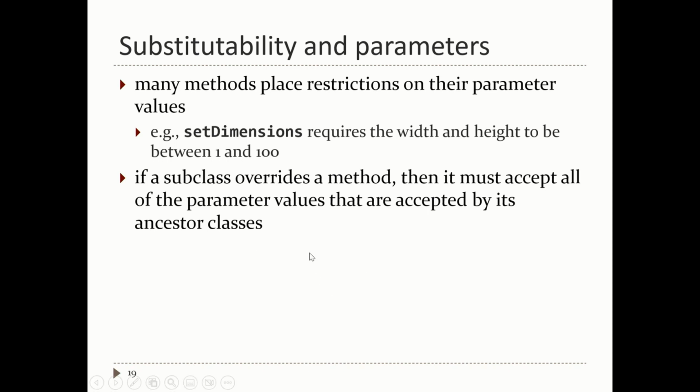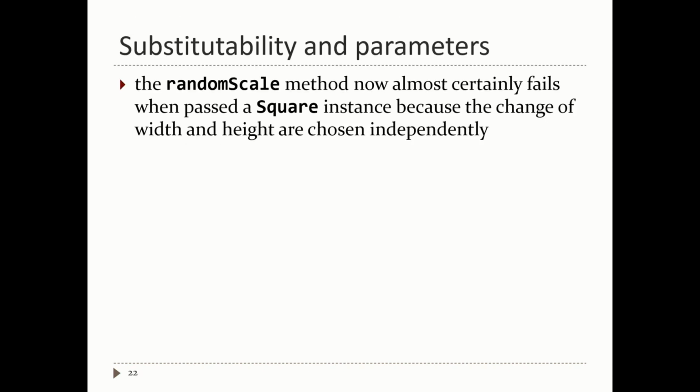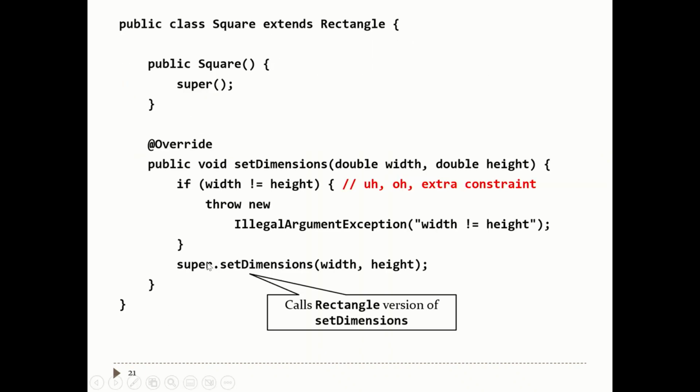So if a subclass overrides a method, then it must accept all the parameter values that are accepted by its ancestor classes. Because the square version of setDimensions does not accept all of the values that the shape version of setDimensions accepts, that causes a problem now in someone else's code.